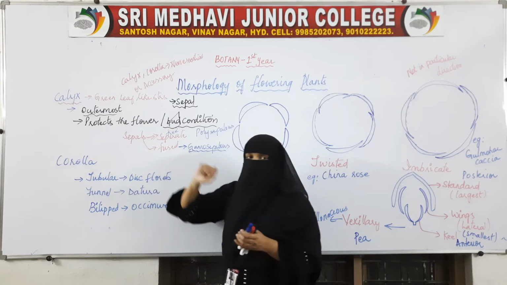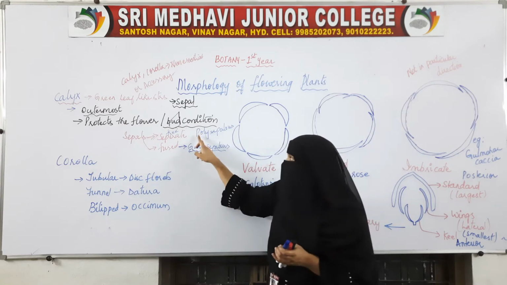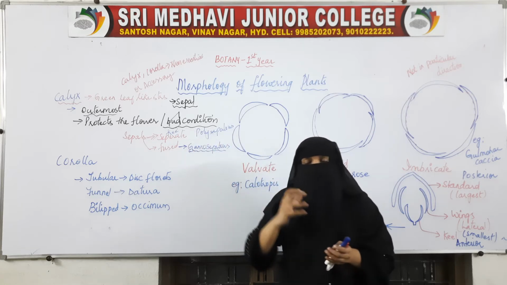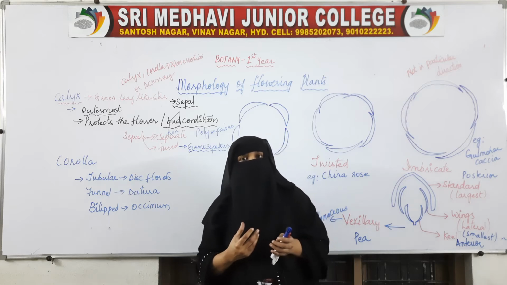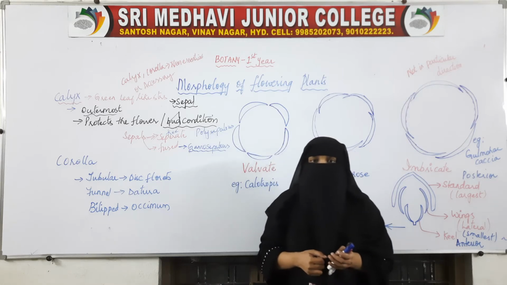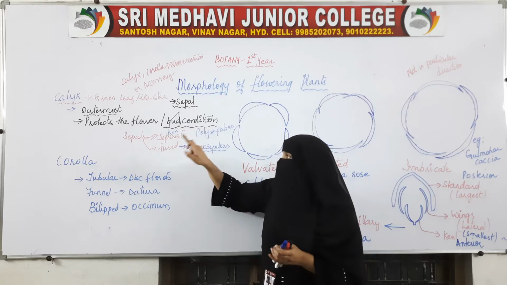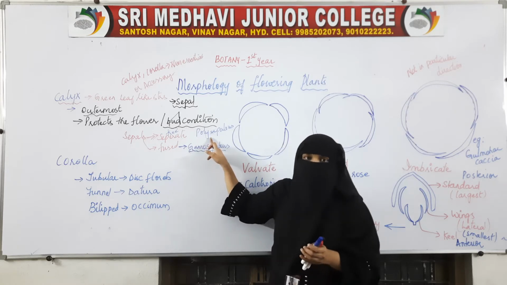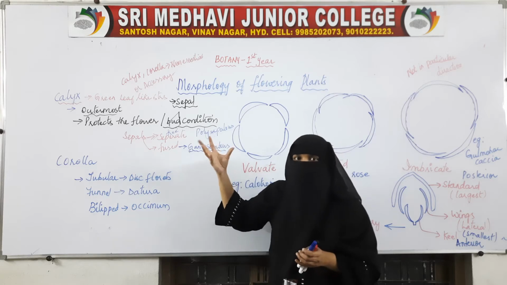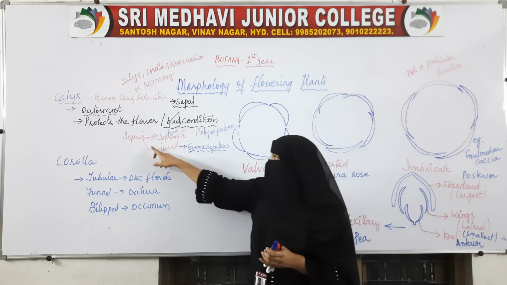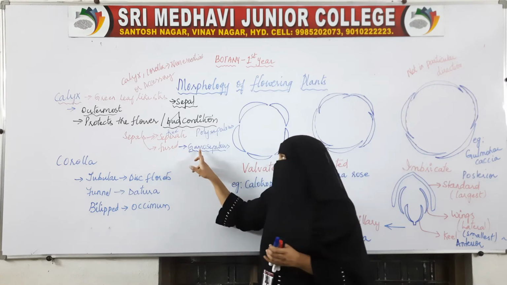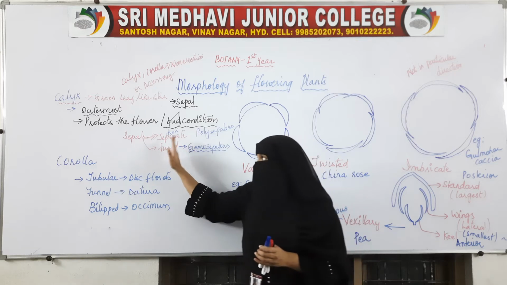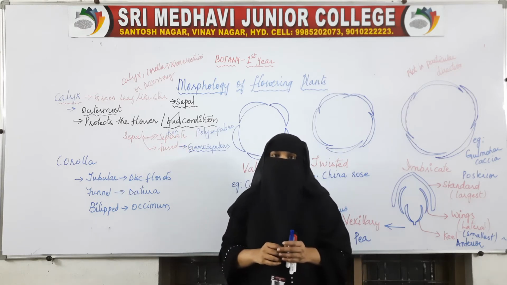The function of the calyx is to protect the flower in bud condition. In some flowers the calyx will be fused and in some flowers the calyx will be free. If the calyx is free, that condition is called polysepalous, that is, the sepals will be free. And if the sepals are fused together, then that condition is called gamosepalous. So this was the first whorl of the flower, that is the calyx.